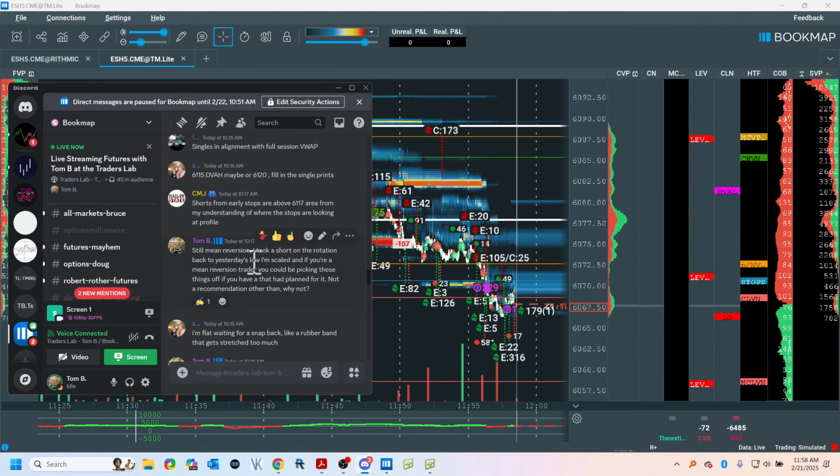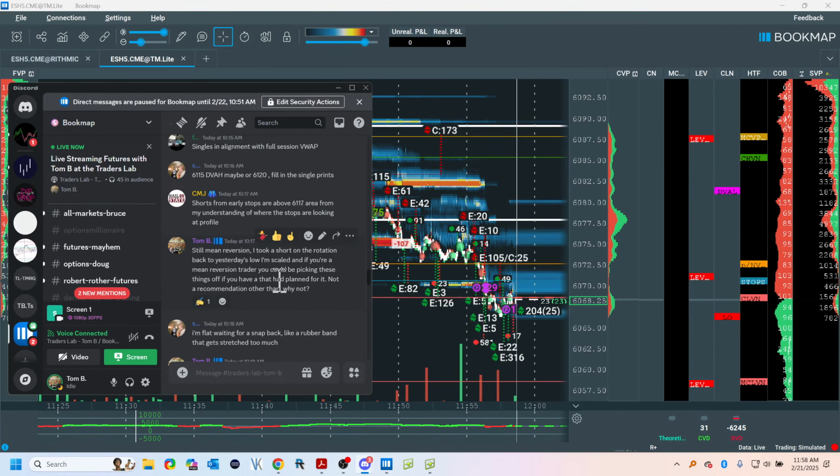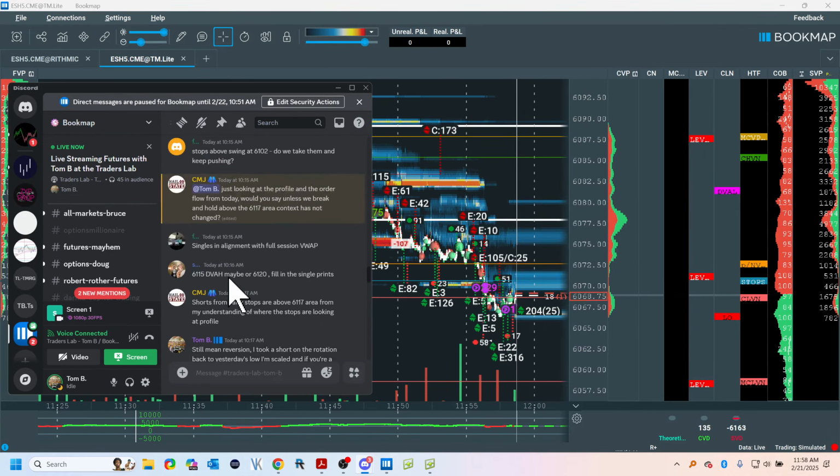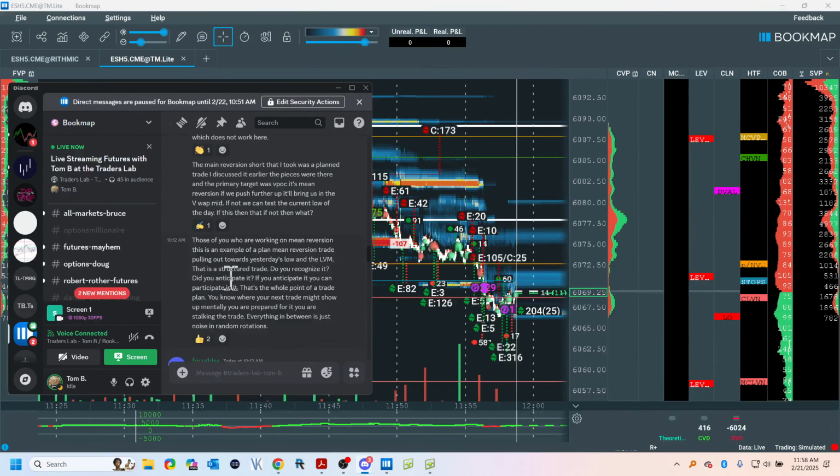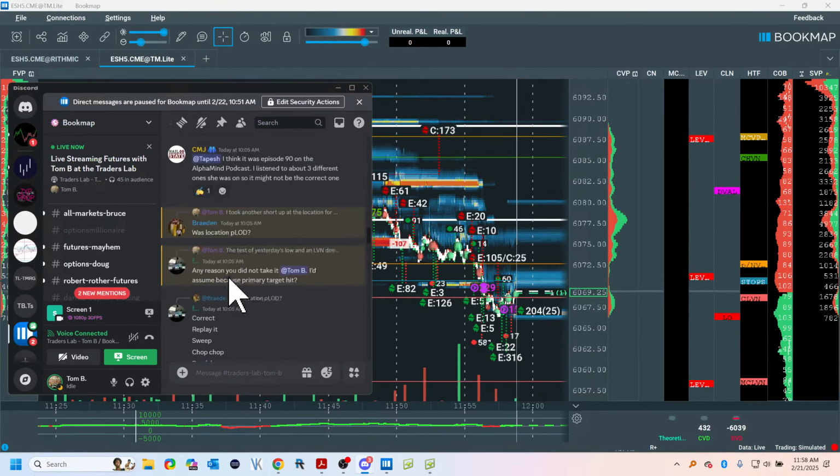So still mean reversion. I took a short on the rotation back to yesterday's low. I'm scaled and mean reversion. So that's what I'm talking about. Mean reversion, that's outside in trading. So that's what it's been, other than the initial shorts coming out to shoot.